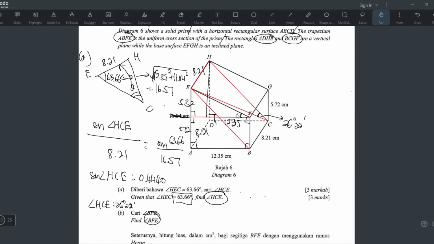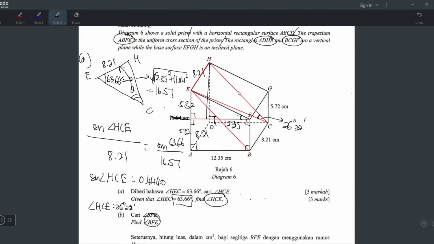So you can see here, you are finding this angle. Let's call it X for now. In front of X we call the opposite, in front of 90 we call the hypotenuse. The remaining one is the adjacent, and the adjacent will be 12.35.